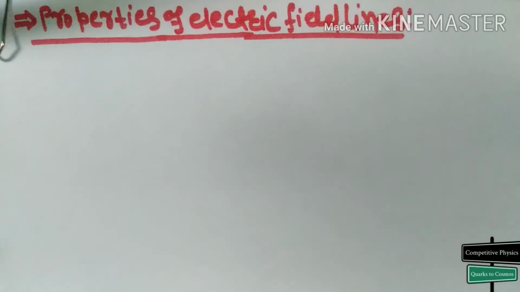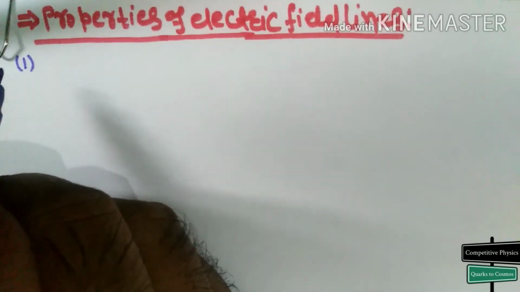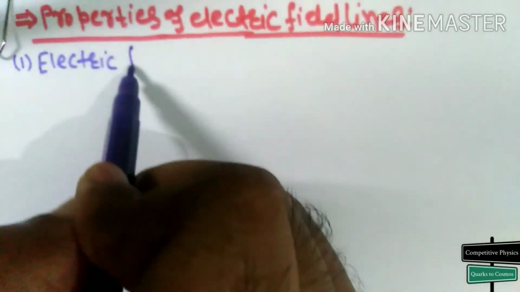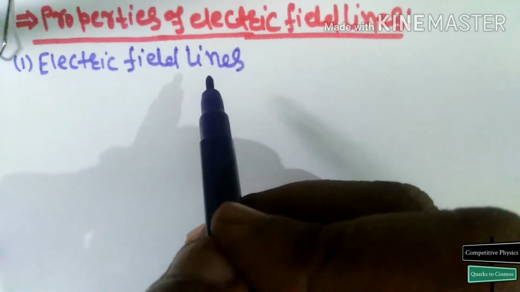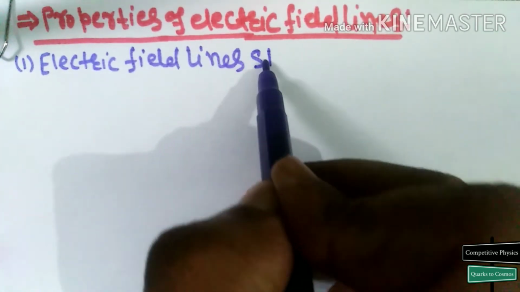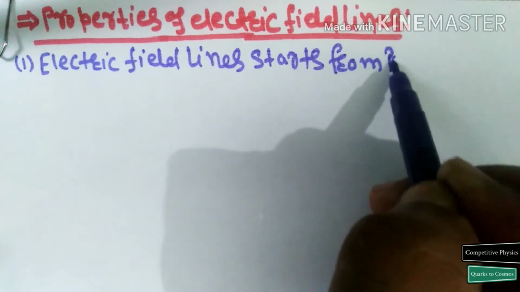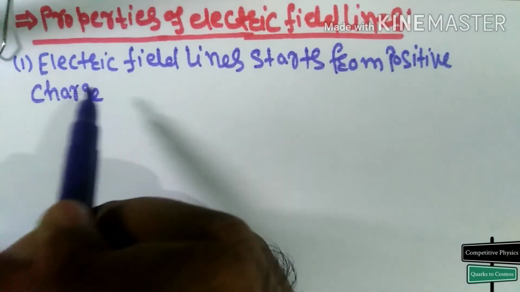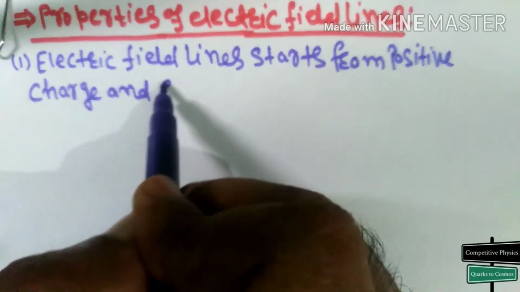Let us now discuss the properties of electric field lines. So what is the first property? The first property is electric field lines start from positive charge and end at negative charge.